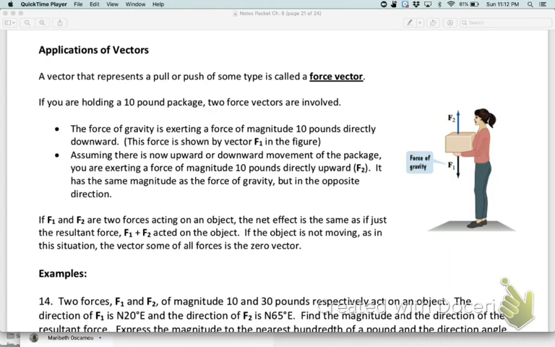In general, if you have two forces acting on an object, F1 and F2, the net effect is going to be the same as if just the resultant force, F1 + F2, acted on the object. That's how you're always going to figure out the resultant force: add those two vectors together. And again, if the object is not moving, then the resultant force is the zero vector.